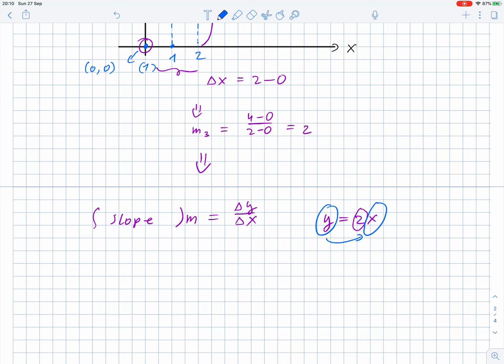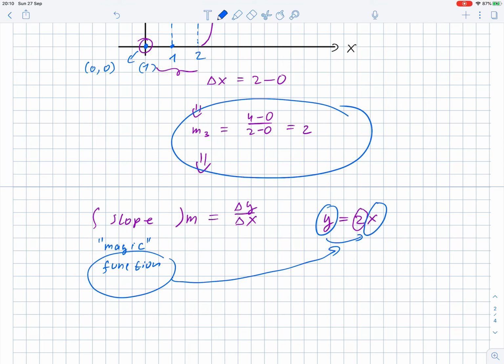So your magic, or your function, that we created in our first video was number 2, which is the same in this example, in this video.